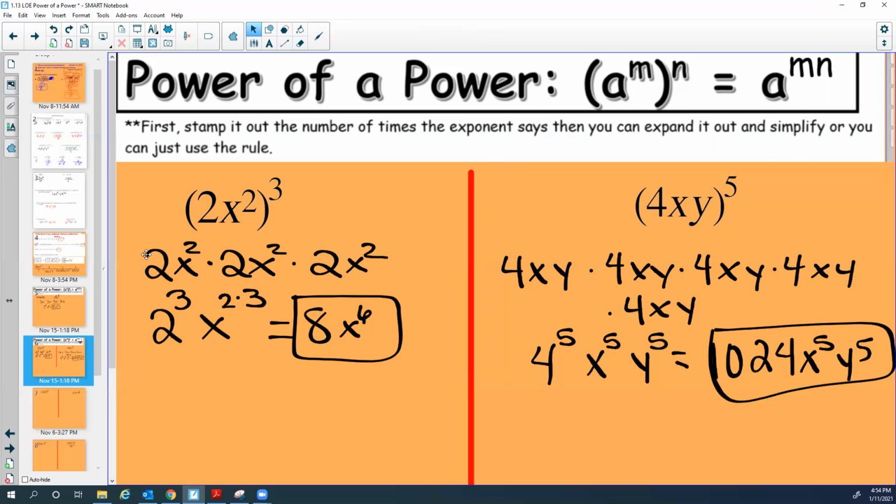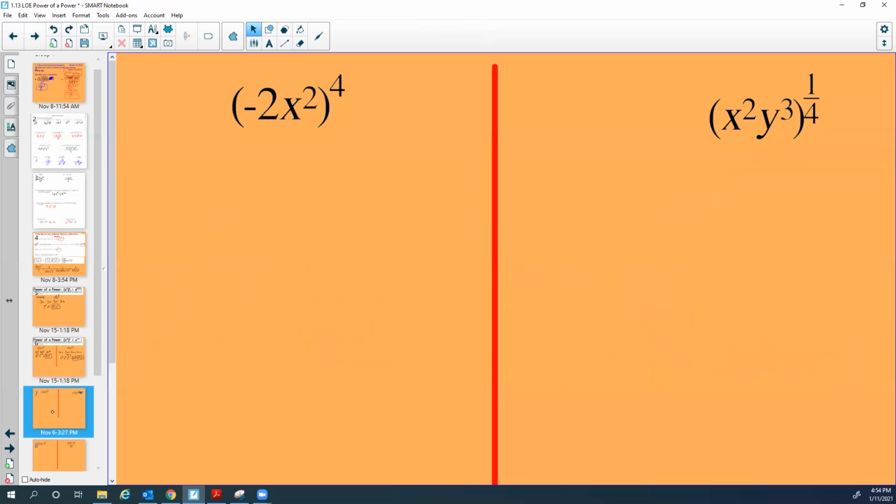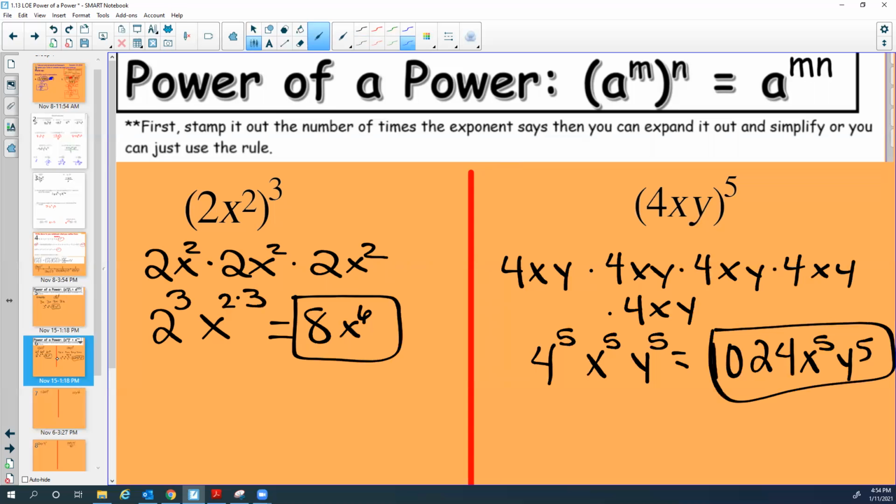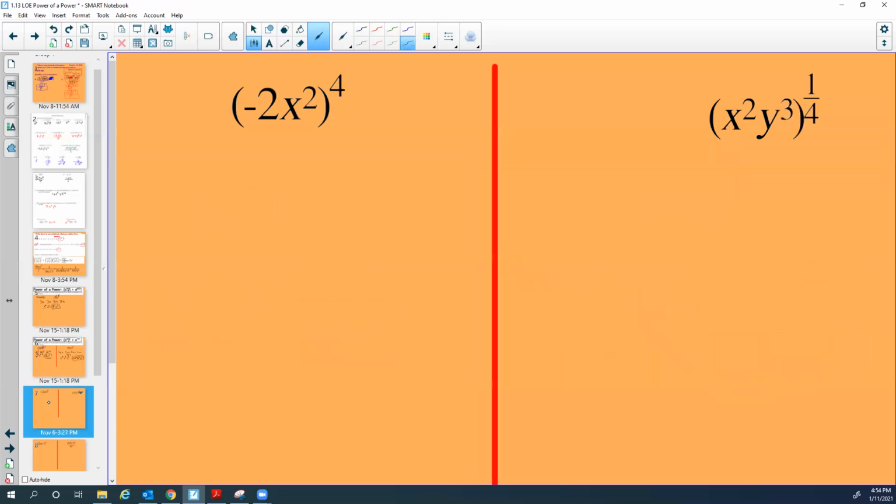So now I'm going to get to the point of not doing my stamping out as much. I'm going to go ahead and start using my rule. So my rule says, based on what I was seeing here, whatever this exponent is, I'm just going to put it right here on my coefficient, and I'm going to take whatever this exponent is and multiply the two. So on this next one, I'm going to do negative 2 to the fourth power and x to the 2 times 4.